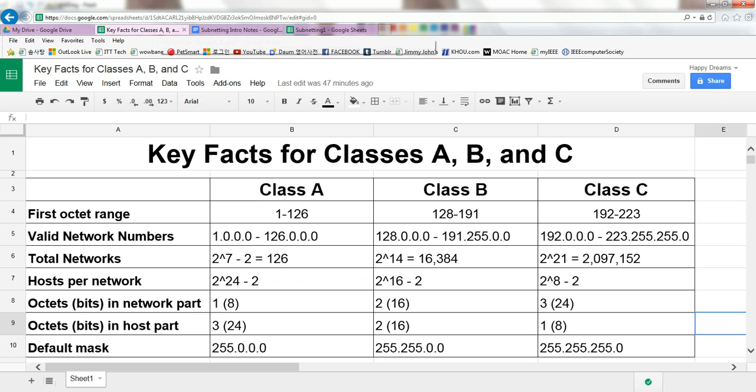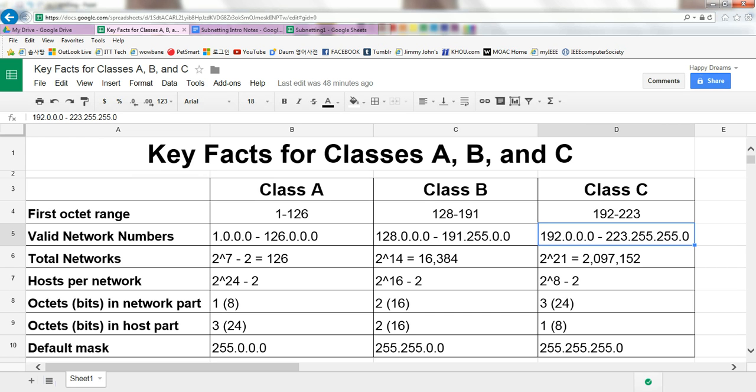Okay, and I made the chart, which is the key facts for the classes A, B, and C. A, B, and C are the most common classes that we use today. Let me explain a little bit about this chart. The first octet range of class A, right here, is 1 through 126, which means the IP address range starts with 1, up to 126. That's class A. Class B, the IP address starts with 128, within the range of 191. That means class B. Now class C, right here, 192, within the range of 223.